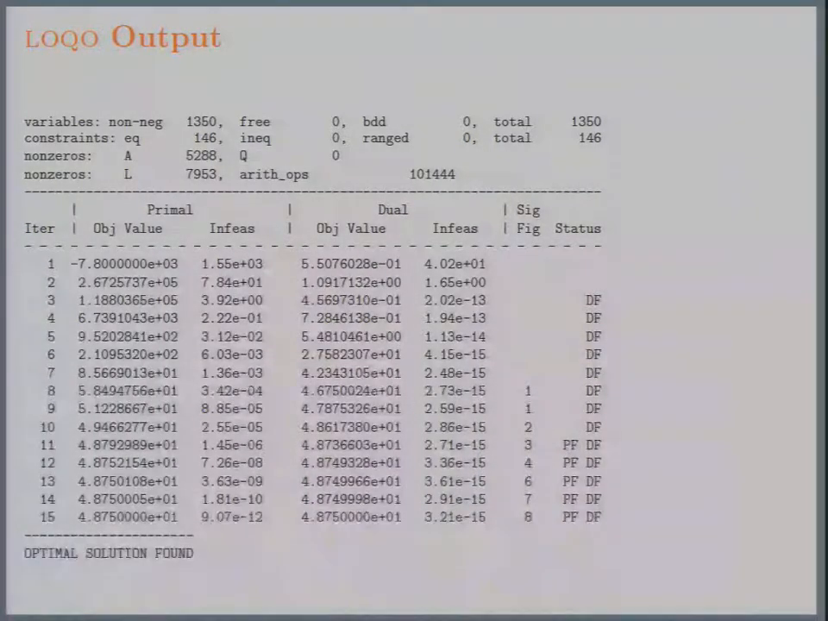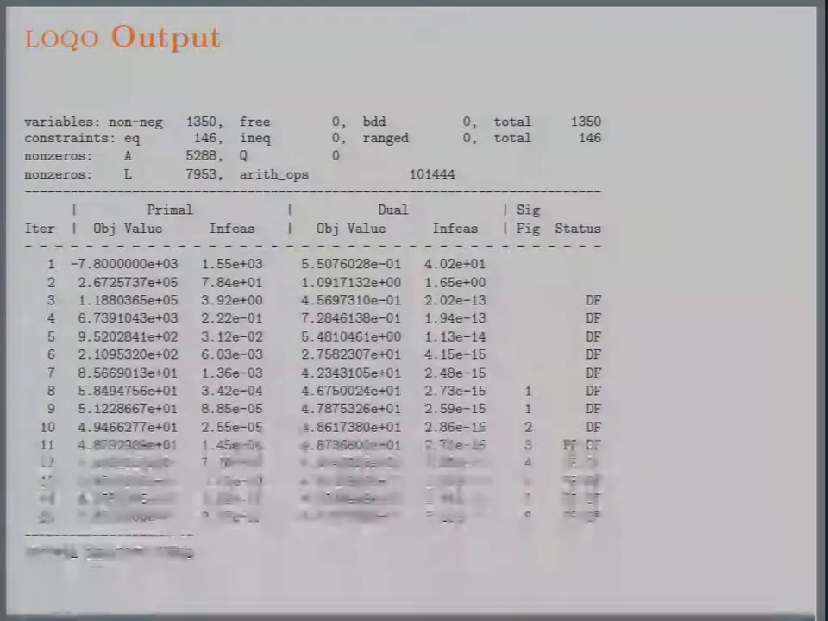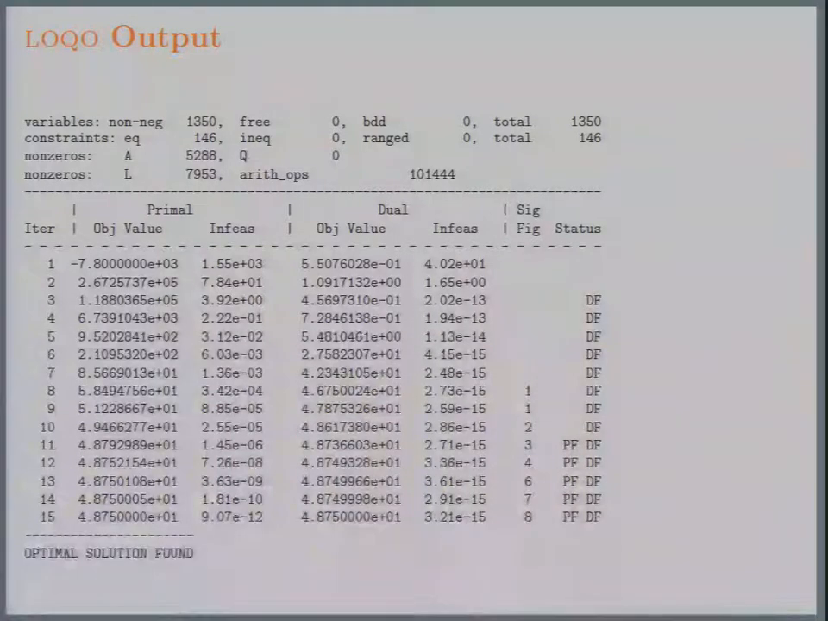So DF means dual feasible. So once this number gets below 10 to the minus, I think I have 10 to the minus 6 as my default, I declare the problem dual feasible, and similarly with the primal feasibility. So here I'm not primal feasible. Oh, I guess I use 10 to the minus 5 as my threshold. Here I am primal feasible. But you can see it did much better than just that. It got way down to 10 to the minus 12 and 10 to the minus 15, which is almost machine precision.